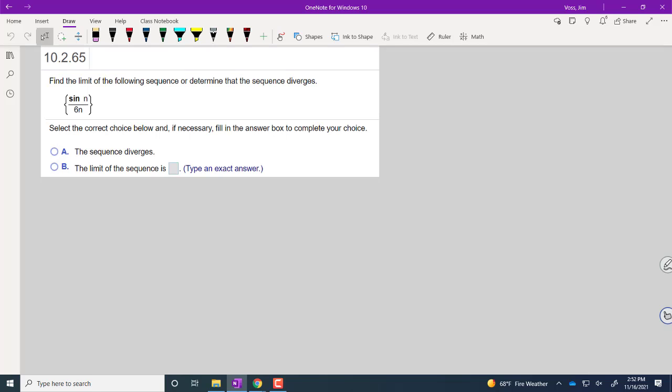Squeeze theorem. Should we do a quick squeeze theorem problem? With a squeeze theorem type problem, you have to start with a fact. The fact that we're going to start with is that sine of n is somewhere between minus 1 and 1, including the endpoints. Can't be outside of that interval. Then we create in the middle whatever our a sub n is. So we divide through by 6n.